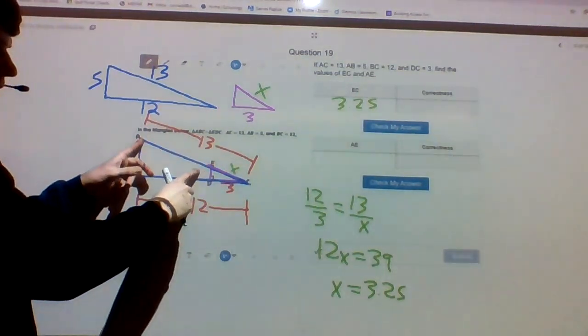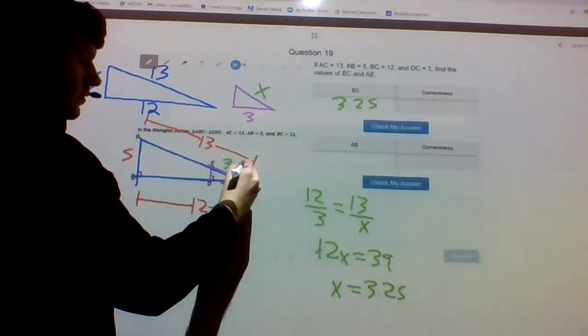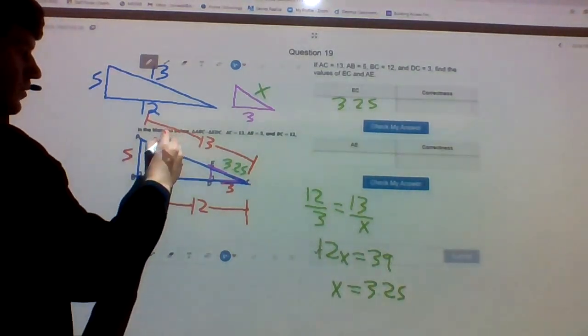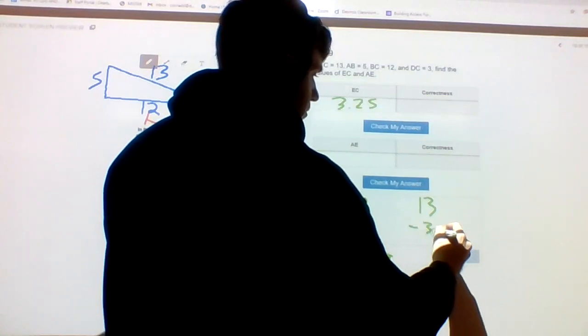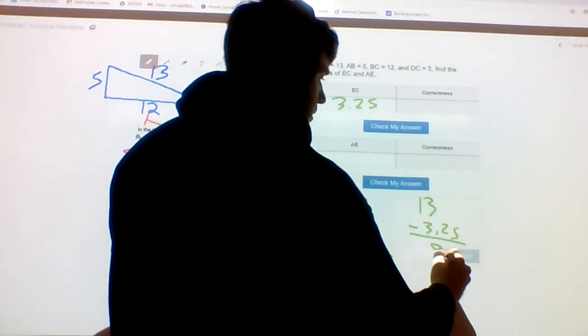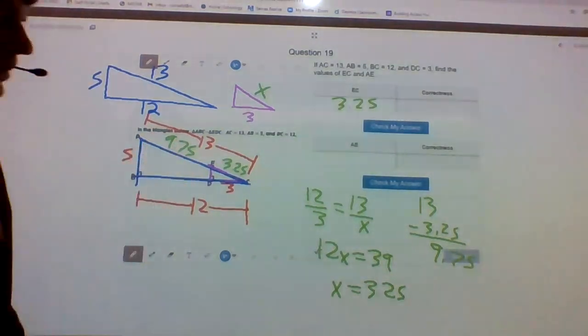Okay, and then AE is just 13 minus 3.25. So what is that, 9.75? 13 minus 3.25 is going to be 9.75. So AE then is 9.75.